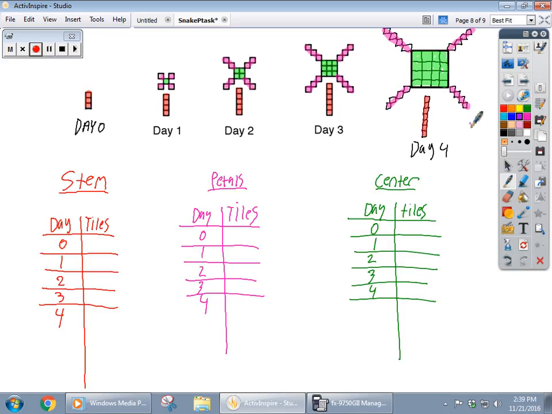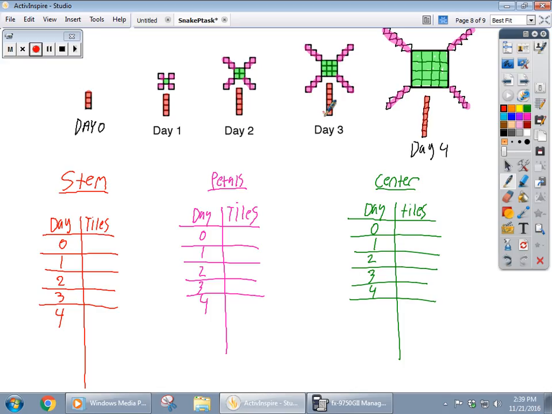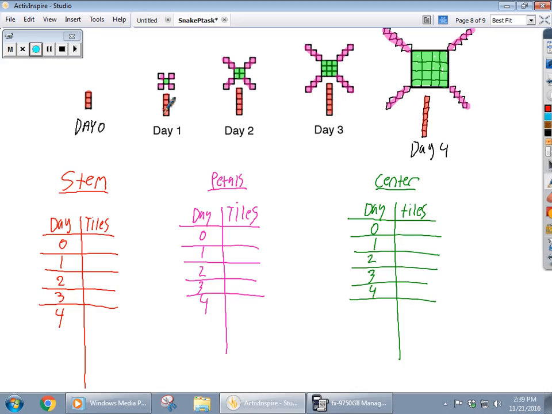Again, I said it's a good idea to break this thing down into 3 parts. Let's start with the stem. Here's our stem. I highlighted it in red each time. Let's break it down and look at it in a table. Day 0, you got 3 tiles in that stem. Day 1, you got 4. Day 2, you got 5, 6, 7. Nothing too crazy going on here. We could see that it's got a constant rate of change, increasing by 1 each time. Clearly it's linear. Let's write a generalization for that, say with x.